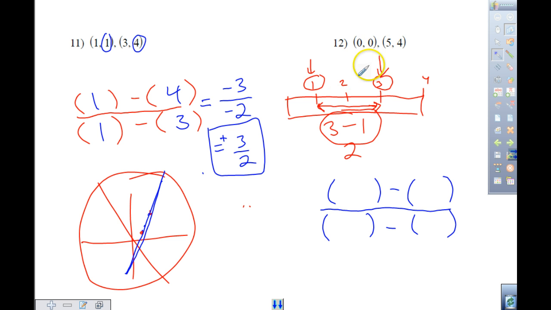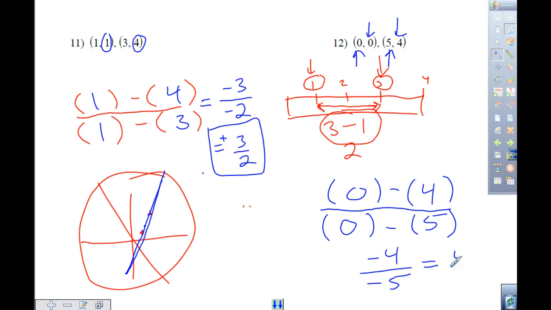All right, so the y values always on top, 0 and 4. On the bottom, 0 and 5. We have negative 4 over negative 5, which is positive 4/5.